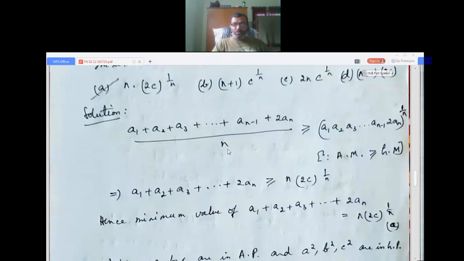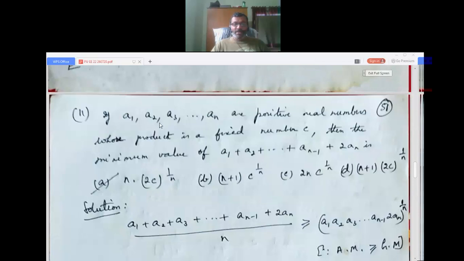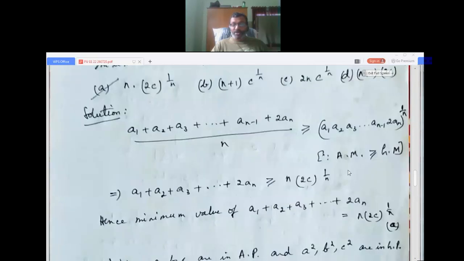Here I have cross multiplied, so it will be a1 plus a2 plus a3 plus etc. till 2an is greater than or equal to n. It is also given that a1, a2, a3 till an are positive real numbers whose product is a fixed number c. So I wrote here c, then this 2 I have written here, so power 1 by n.